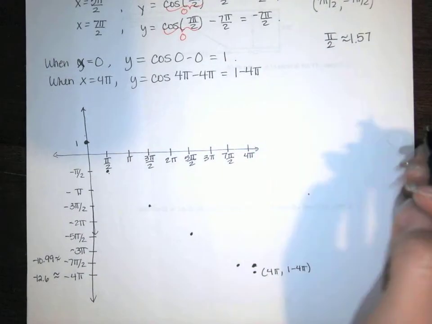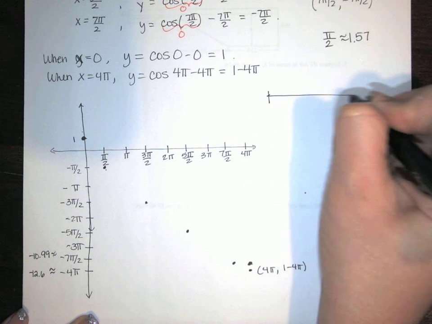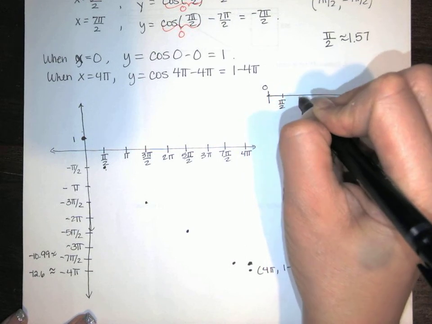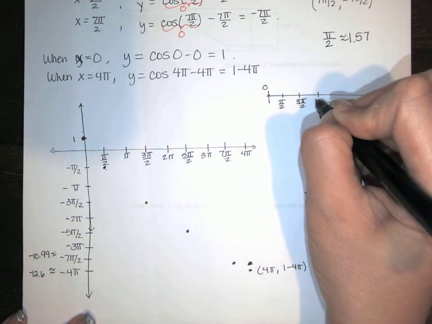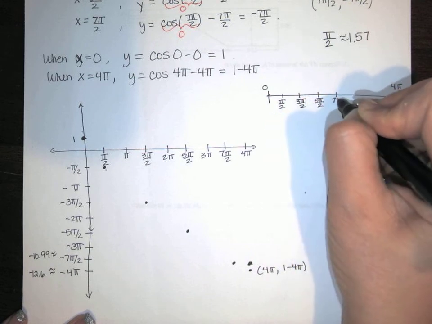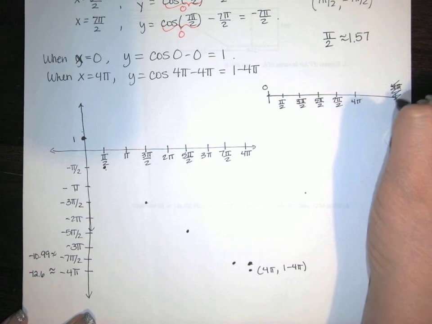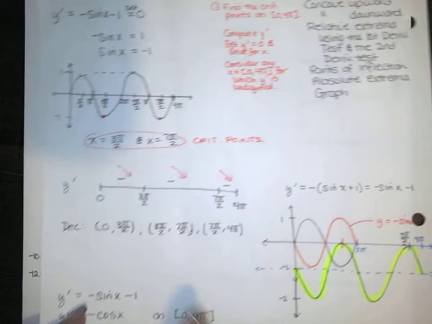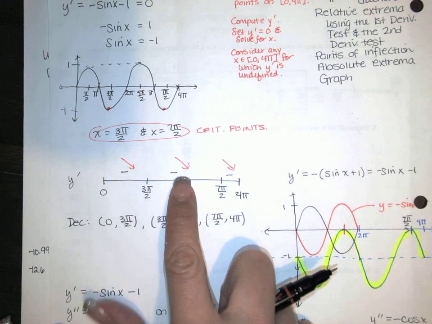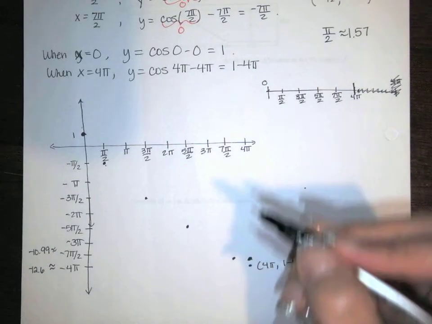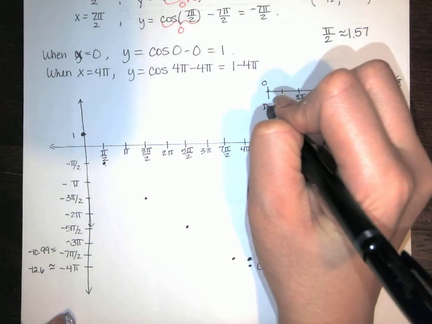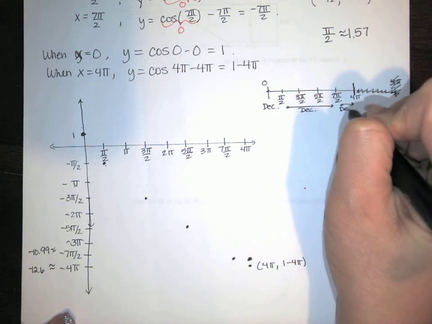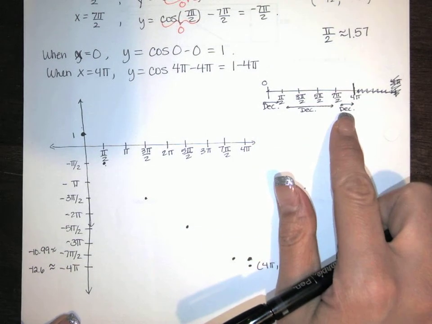So let me put this together on a little chart. We're on the interval from 0 to 4 pi. And I've got odd multiples of pi over 2 right here. There we go. Okay. So according to this, our function's decreasing, then we have a 0 slope, then it's decreasing, then we have a 0 slope, and then it's decreasing again. So it's decreasing on that first interval, then decreasing on this long interval, and then decreasing.